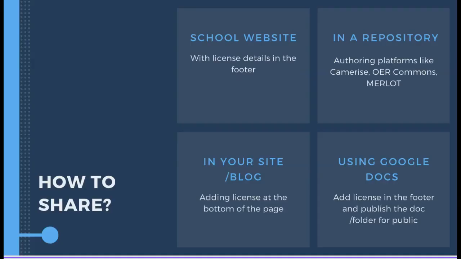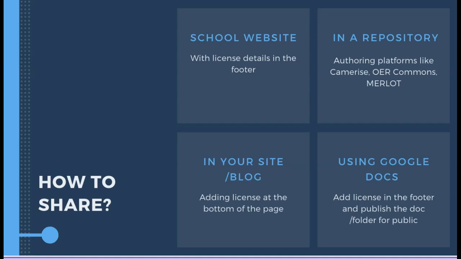So now you know how to add a license to your content. Now where to share? Either on your personal website or a blog or on your school website. Simply, you can add license details in the footer at the end of the page, or you can use authoring platforms like Canvas or OER Commons or Merlot. You can author material over there. There you will find information on how to add a license directly.